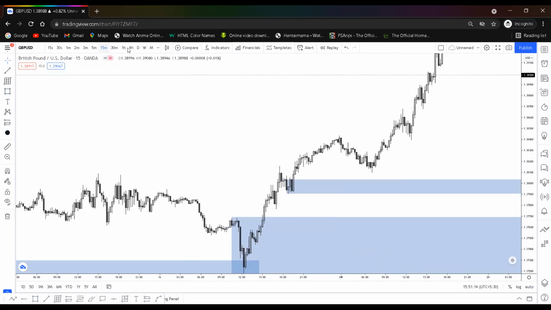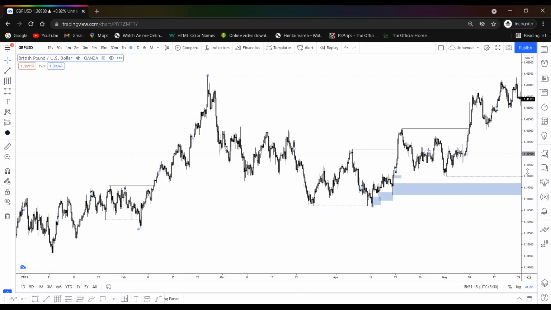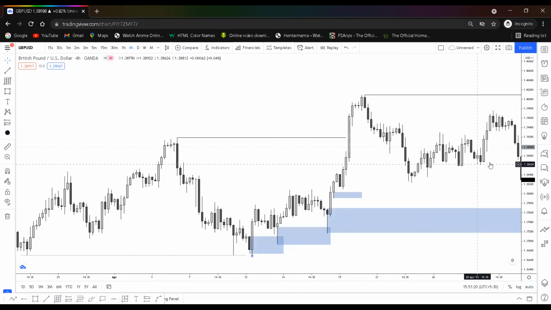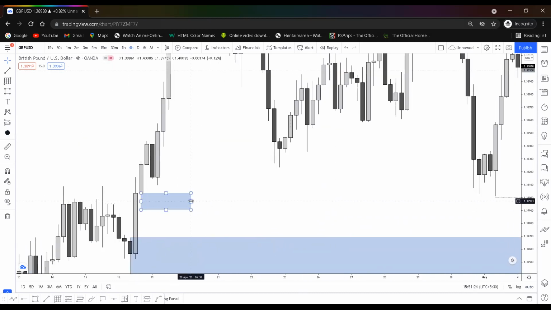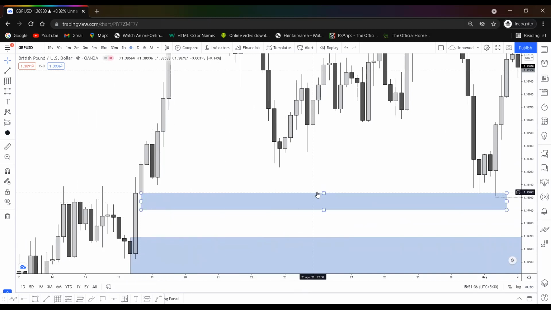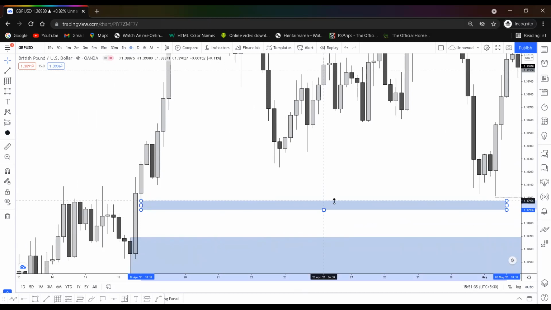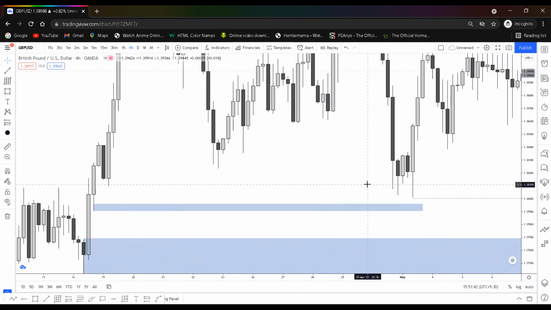And then if you go back down to the 4-hour, what we can see is this has been mitigated, the base has been mitigated. That 15-minute order block has been mitigated. So I told you the 50% is always available. The 50% would be right here.